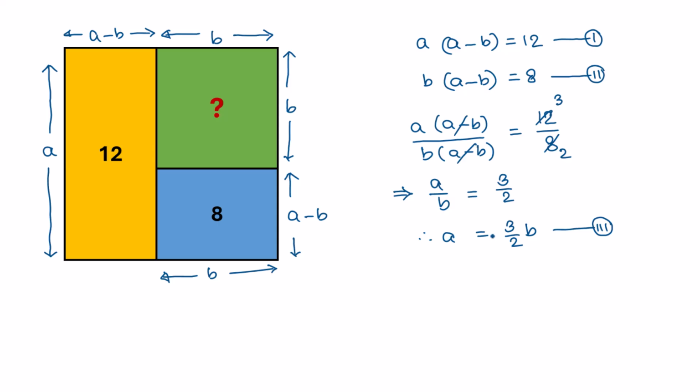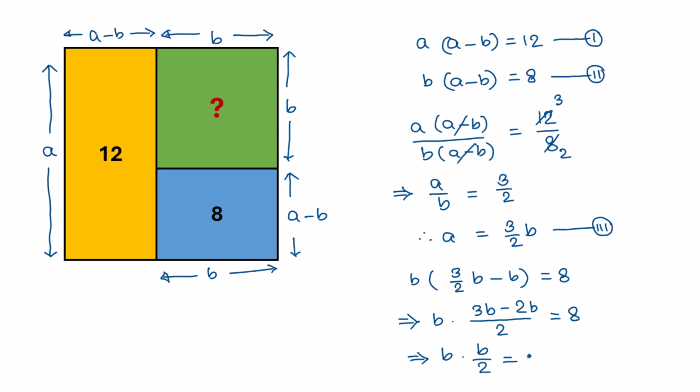Now substituting this value of A in equation 2, we can write B times (A minus B), where A is 3 over 2 times B, so substituting this here, B times (3 over 2 times B minus B) is equal to 8, or B times, here 2 divided by 2 is 1 and 3 times 1 is 3, so it will be 3 times B minus 2 times B, which is B over 2, is equal to 8.